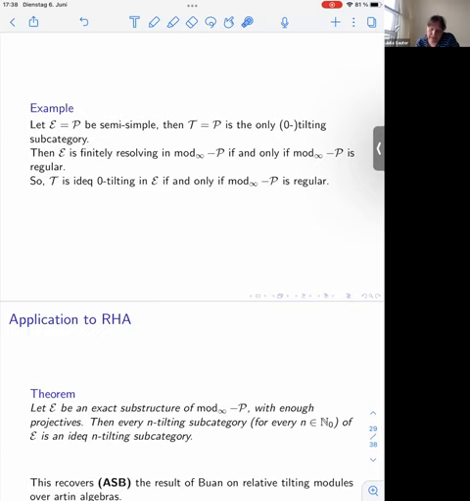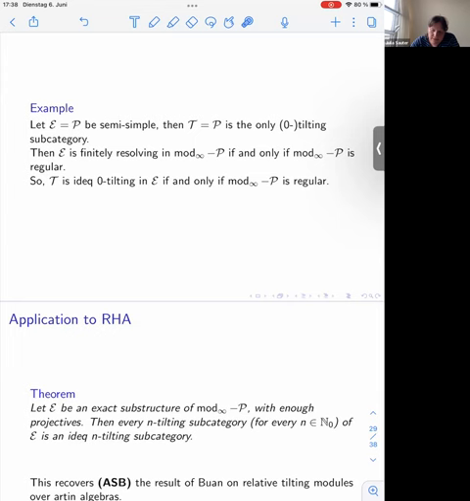if and only if mod infinity P is regular. So E is just the projectives in mod infinity P, and regularity just means everything has a finite projective resolution. So res P equals mod infinity P, and this is just this finitely resolving. So T is IDEC zero-tilting in E if and only if this mod infinity category is regular. So sometimes it is, sometimes it isn't.